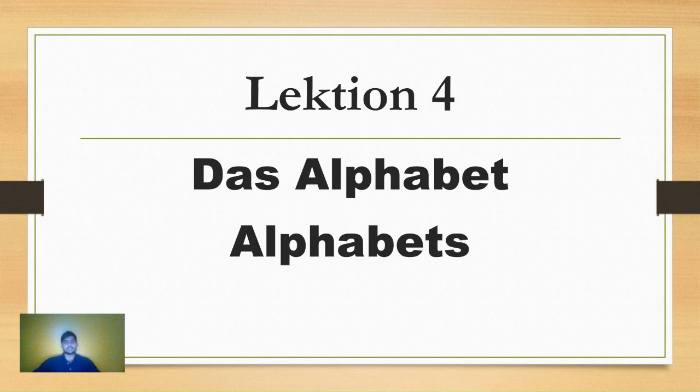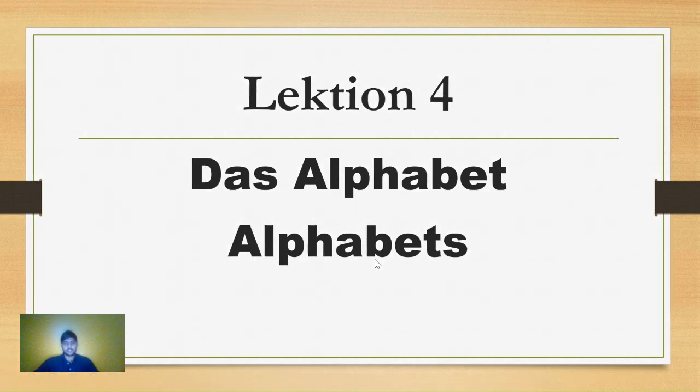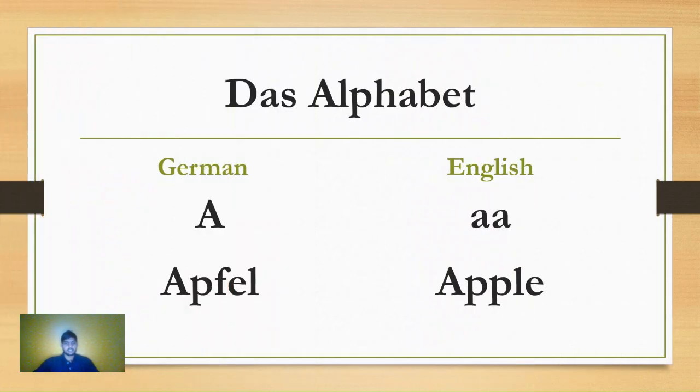In today's lesson, we will learn the alphabet in German. Let's begin. Lektion 4. Das Alphabet. It means alphabets in English. So the first one is A. Apple. Apple in English, apple.